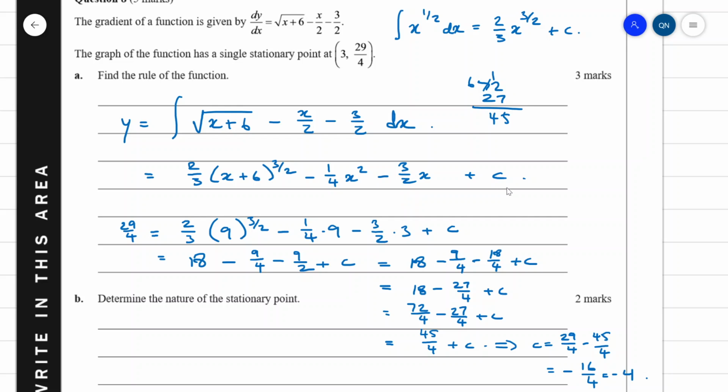So if that is the case, then let's do the therefore over here. So this is 2/3 times (x plus 6) raised to the 3 on 2, minus 1/4 times x squared, minus 3/2 times x, then minus 4.